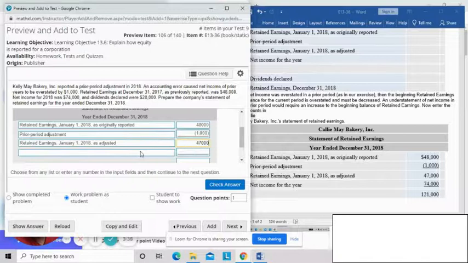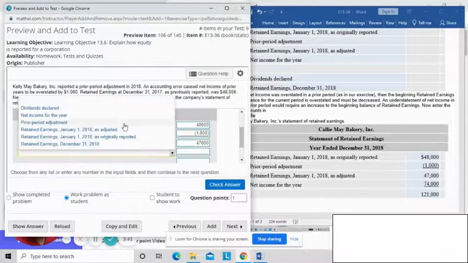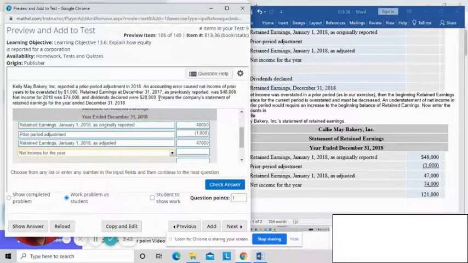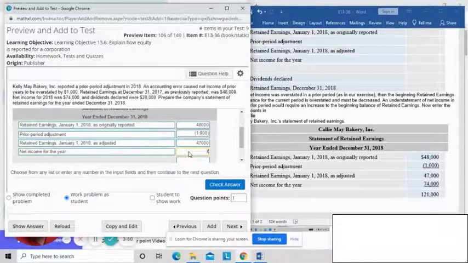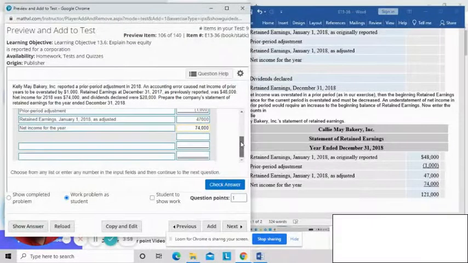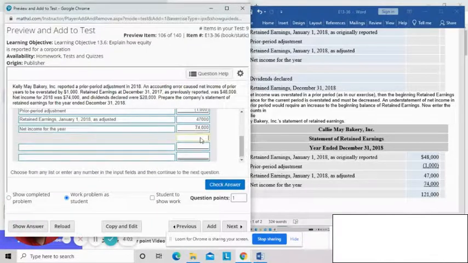Then I will find my net income for the year. That is here, and that is given as well. As you see here, net income for 2018 was $74,000. That value goes in this row, 74,000. Then I need to add those values, I believe. That gives me a total of 121,000.